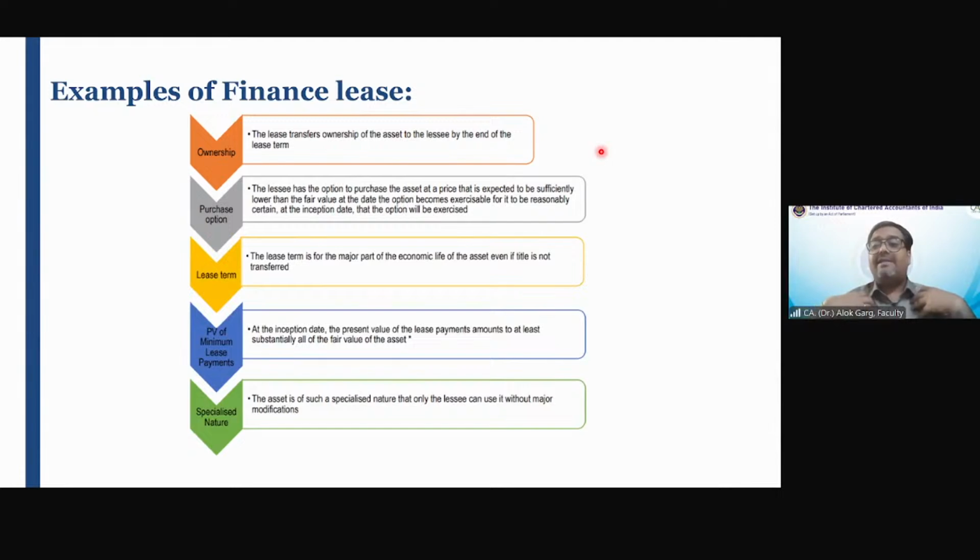What I am recognizing? I am recognizing an asset which I have purchased and which I'll use for 20 years. Okay. So I have recognized at 2 crore and Rahul has to recognize at present value of 50 lakh rupees. Correct. So there are two different assets.